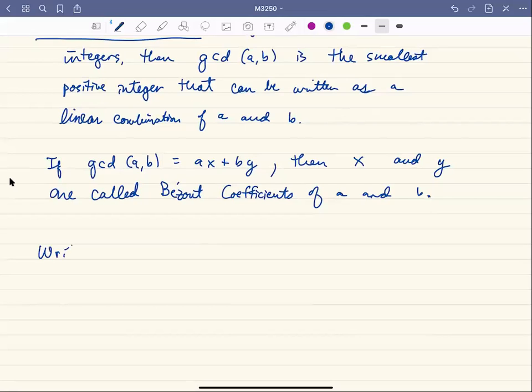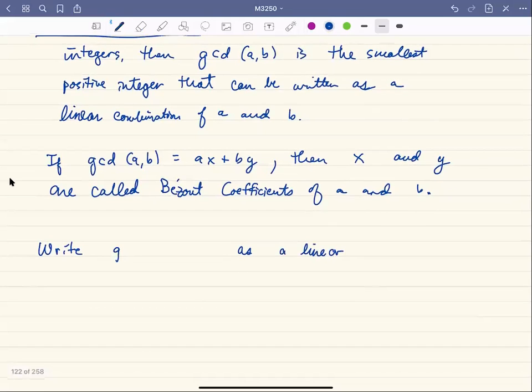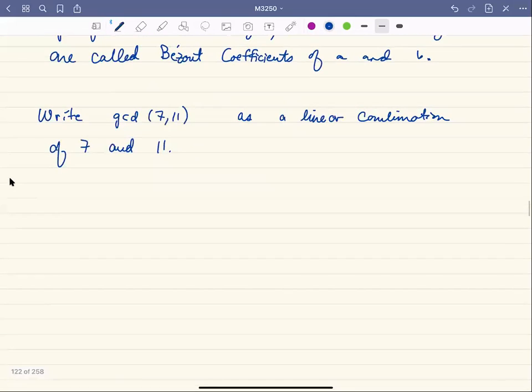So let's say 7 and 11. Let's write the GCD of 7 and 11 as a linear combination of 7 and 11. Okay, clearly 7 and 11 both being primes, their GCD is 1. But what I want to do is use the Euclidean algorithm anyways, because we're going to work backwards from the Euclidean algorithm.